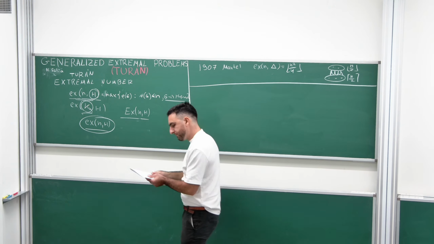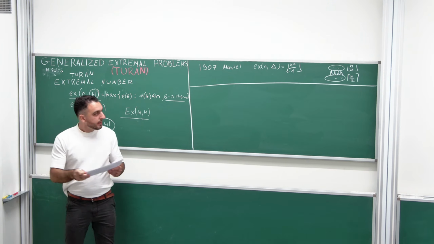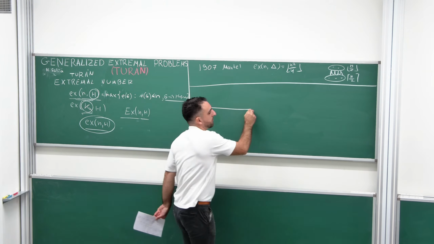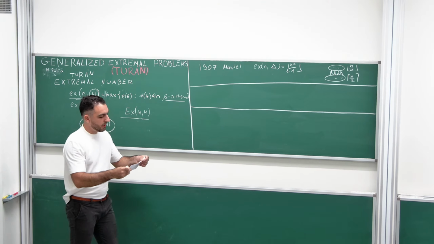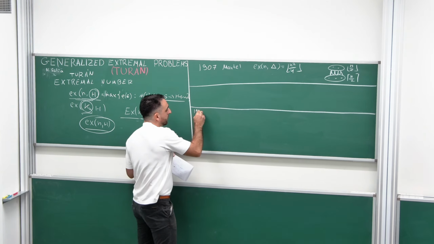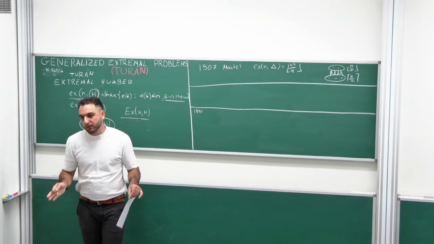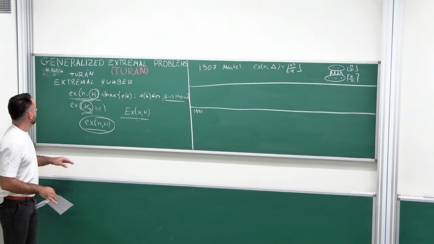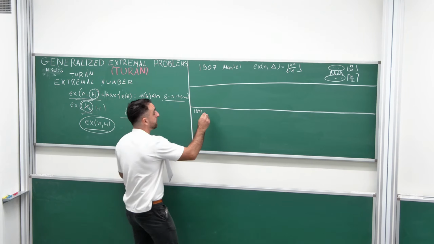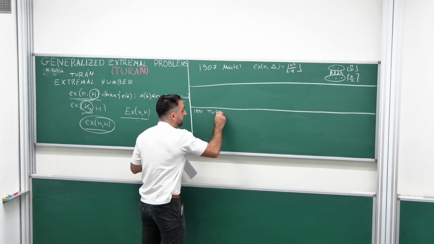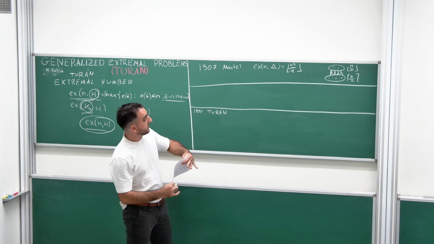Okay, let me leave some gap here and continue. In 1941, this is the beginning of this era, the beginning of extremal numbers and everything, Turan proved the following theorem, which generalizes this.